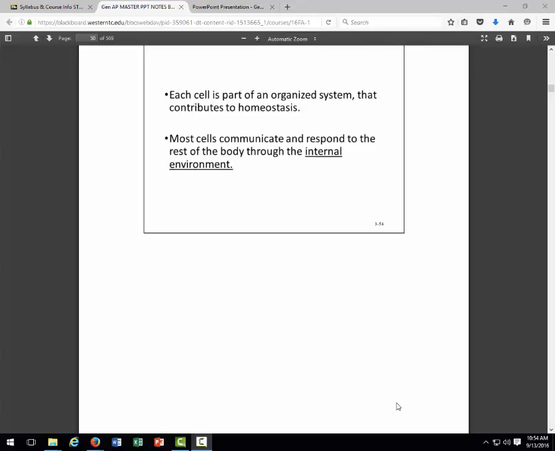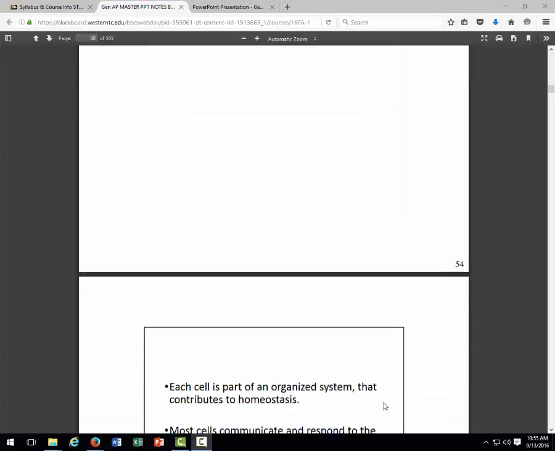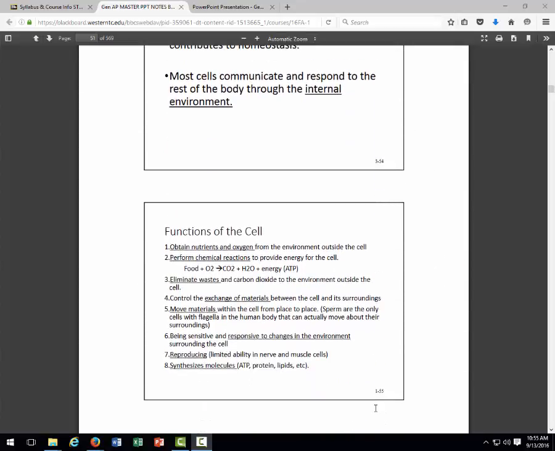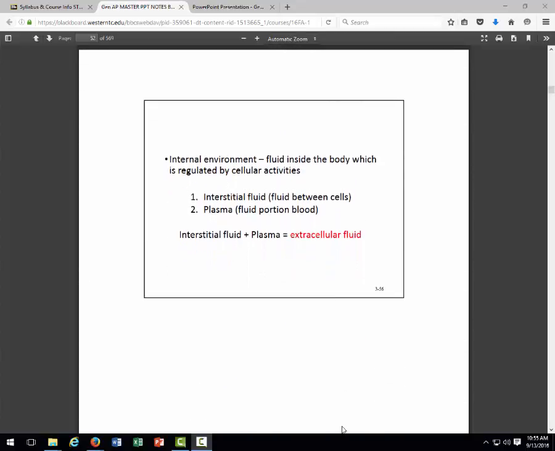So when we talked about feedback systems last time, we talked about how blood sugars drop, the cells of the pancreas detect the low blood sugar, and the cells release glucagon to raise the blood sugar in between meals. So that's a feedback response. And the cells are communicating with this internal environment and detecting changes to see if they need to kick in and do something. So the internal environment is made up of a couple of different parts, and this is what I want to talk about.